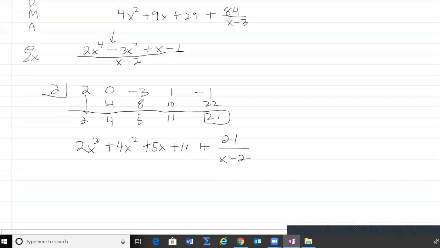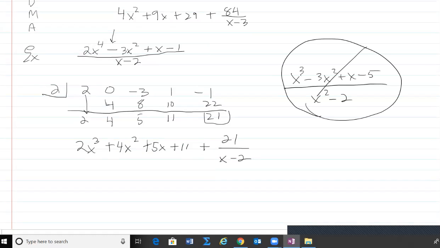Now, this does not replace long division because, remember, this only works on the select type of problems that I've shown. We could not do that for a problem like this. Let's say we had x to the third minus 3x squared plus x minus 5. If you were dividing that by, say, x squared minus 2, for example, no synthetic division on that. Not allowed. It doesn't work.